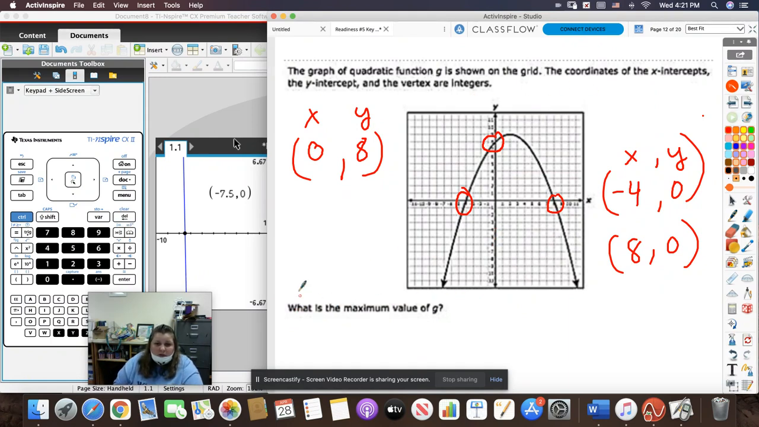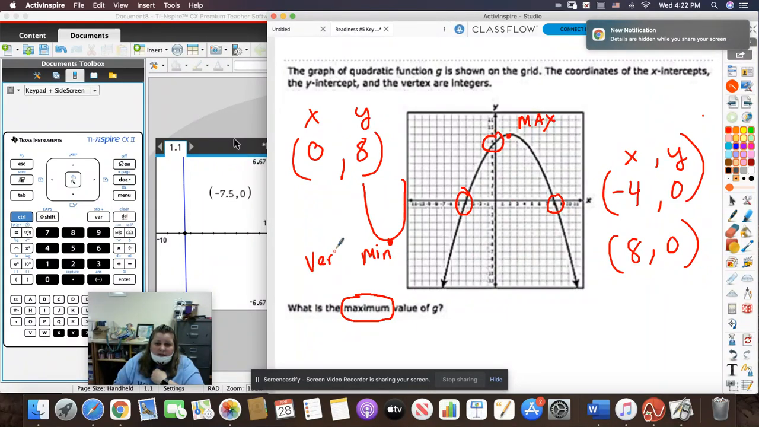Right here is the question. Make sure you always read between the picture and answer choice to answer the question. What is the maximum? So remember, when we have a parabola, we have a very top point, or if it goes the other way, we have a very bottom point. If it's the very top one, it's called the maximum. Okay, if it's the very bottom one, it's called the minimum.